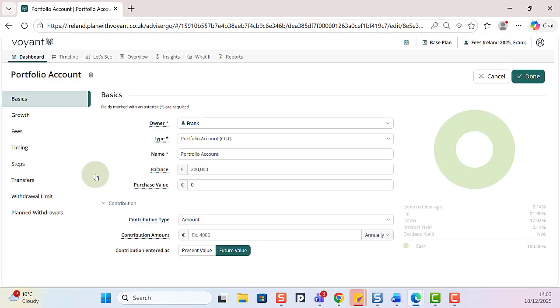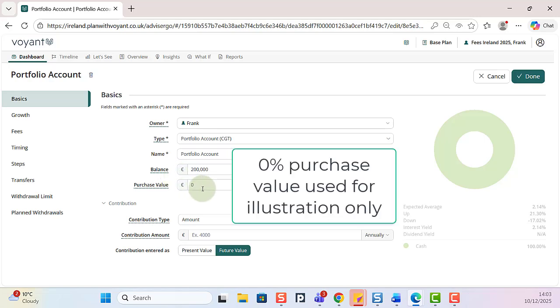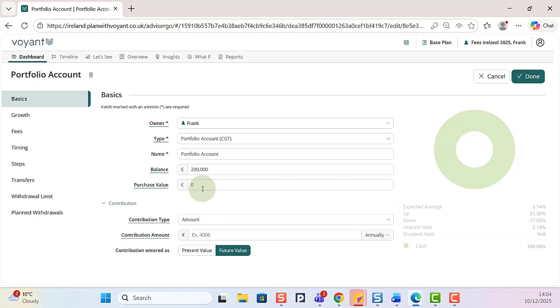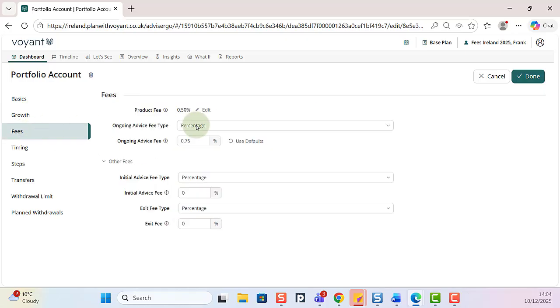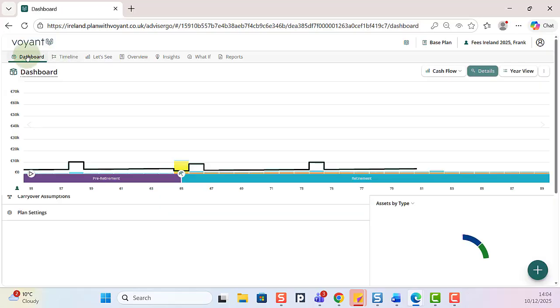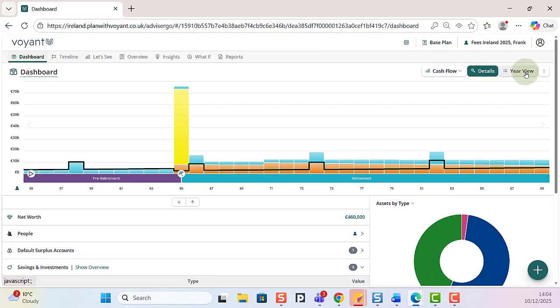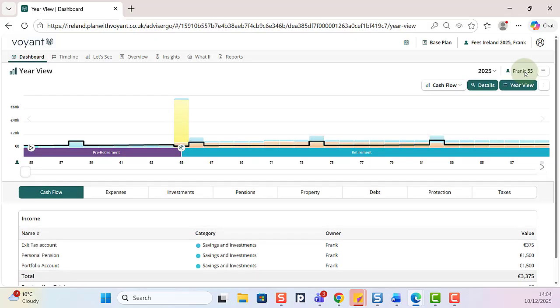It all works in a very similar way. So I popped in the portfolio account, I put a balance in of 200,000, but you will note I've put in 0 for the purchase value. And this is so I can show some capital gains. The gross growth rate again is 4%. And the fees, I've kept the product fee of 0.5% and the ongoing advice fee of 0.75%.